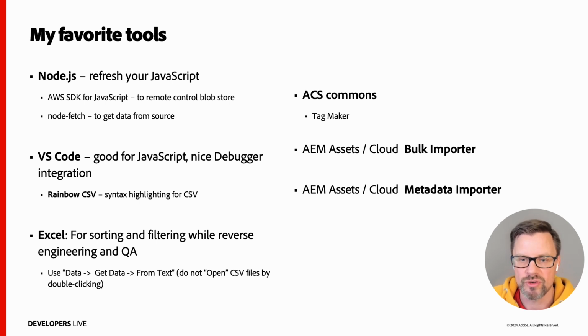I use an older version of ACS Commons on my local machine to transfer CSV files into a text structure. And for importing binary and metadata, I use the built-in tools from AEM as a Cloud Service.